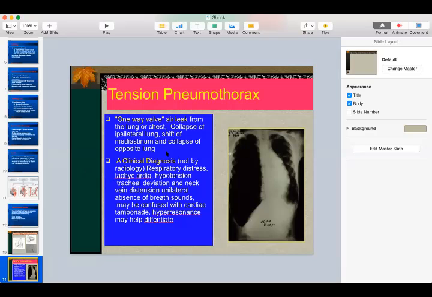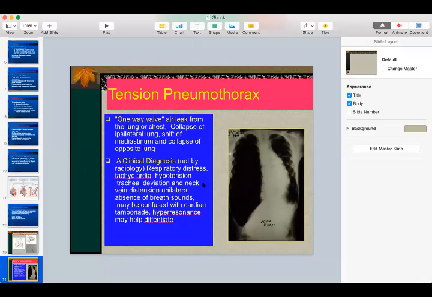So what is happening in a pneumothorax is basically a one-way valve, and the air leaks from the lung or the chest and starts building up in the pleural space, which leads to the collapse of the ipsilateral lung, meaning the lung of this side, and shifts the mediastinum and collapses the opposite lung. Ipsilateral means the side in which the disease is occurring, so on that side there's the collapse of the lung, right? And then on the contralateral side, there's the shift of the mediastinal structures. So it's compromising the cardiopulmonary vasculature and cardiopulmonary function.